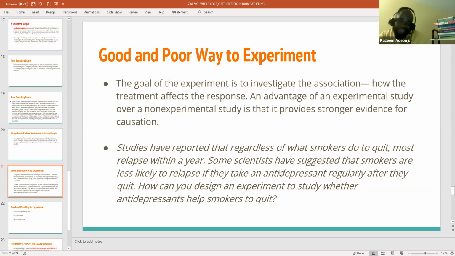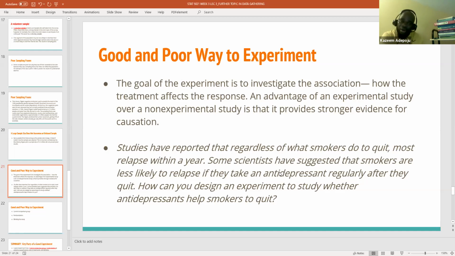You need smokers. Maybe you need to advertise to those smokers who have interest in quitting smoking, that you have a treatment that you can administer on them that will make them less likely to relapse. So you got to use a volunteer sample here. And when you do that, you're going to place some smokers, those who volunteer to do that.